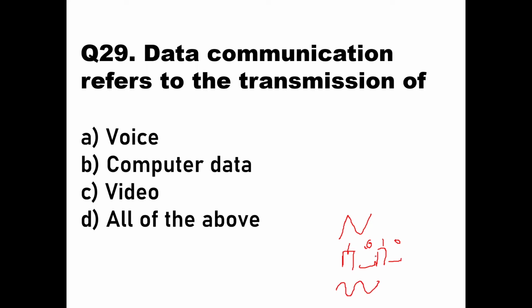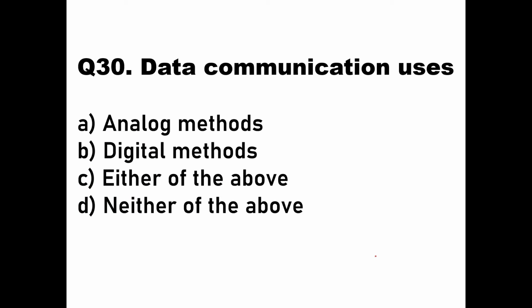So here I think data communication means bits per second. Bits per second means you should have binary data, ones and zeros. So it is the option B, computer data, which is correct. So here data communication refers to the transmission of computer data, which gives you the bits per second, and that is what is data communication. Okay, then we'll go to the next question, question number 30.